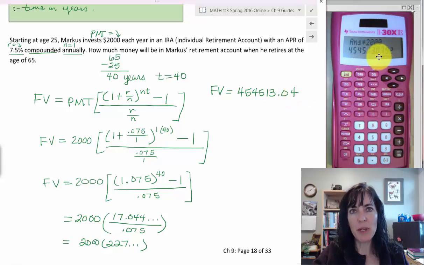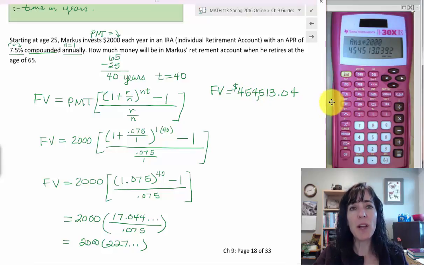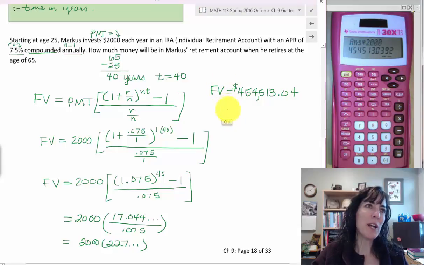Because of that 9, I'll bump up the 3 to a 4. And then I count over 1, 2, 3, put in my comma, put in my dollar sign, and I can see he will have $454,000 when he's ready to retire.